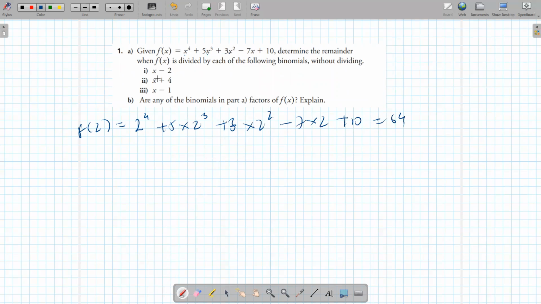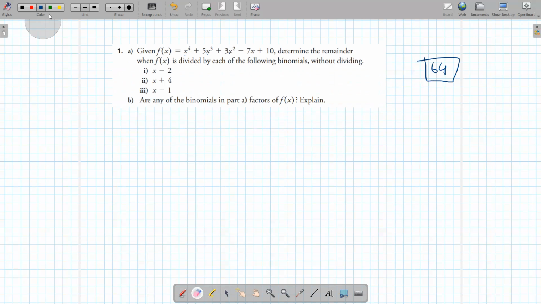So tell me, we got a remainder of 64. Is x minus 2 a factor of f of x? No, it is not, right? We know the remainder is 64. Now let's do it the traditional way, and let's see which one you'd prefer. So we're going to do long division here, and hopefully we get the same answer, because that is going to be the goal here.